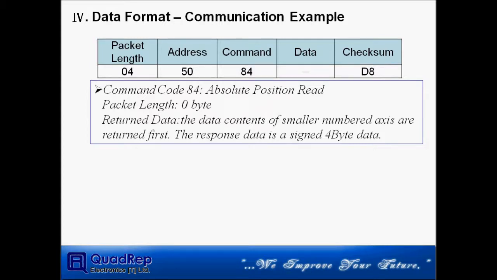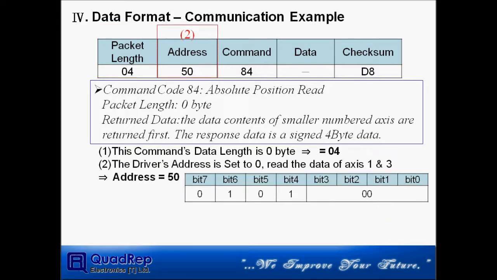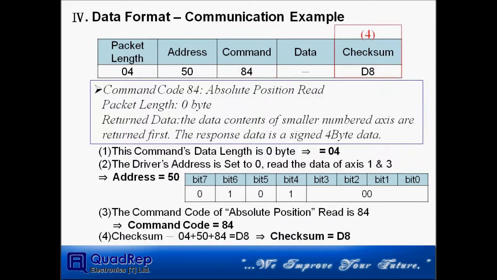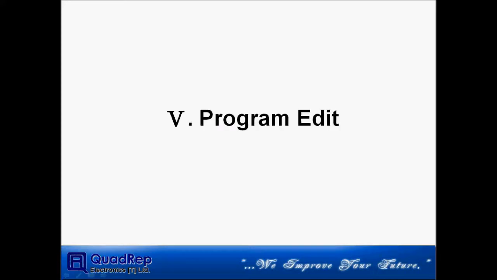This is an example of command editing. We use this command to read the motor's absolute position. First, we calculate the packet length. We use 4 bytes in this command. Second, we set the driver's address to 0, and today we read the data of SX1 and 3. Third, the command code is 84. Last, we calculate the checksum. It is D8.